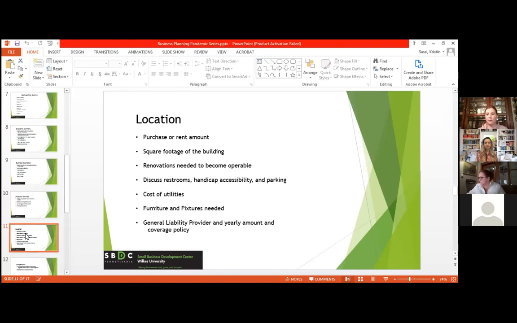You want to talk about restrooms. The building is going to have to be handicap accessible. And then, of course, what the parking situation is. A cost for your utilities, so heat, water, sewer. You want to list them here. Any type of furniture and fixtures needed. So this is not actually equipment. This would be desks, computers, light fixtures, things like that.